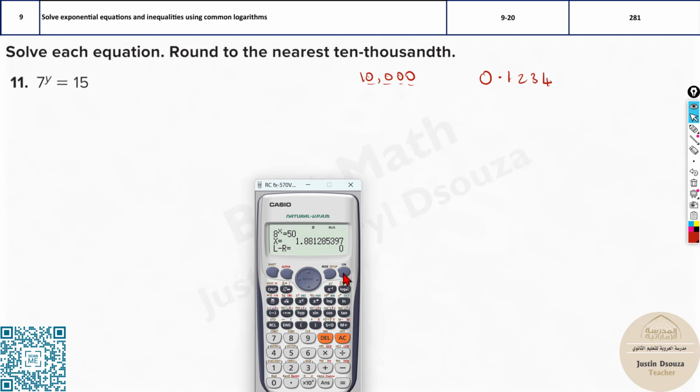The reason why I'm saying give some time is because I've tried solving most of the problems here on my physical calculator. It takes a long time, but you will get the answer.